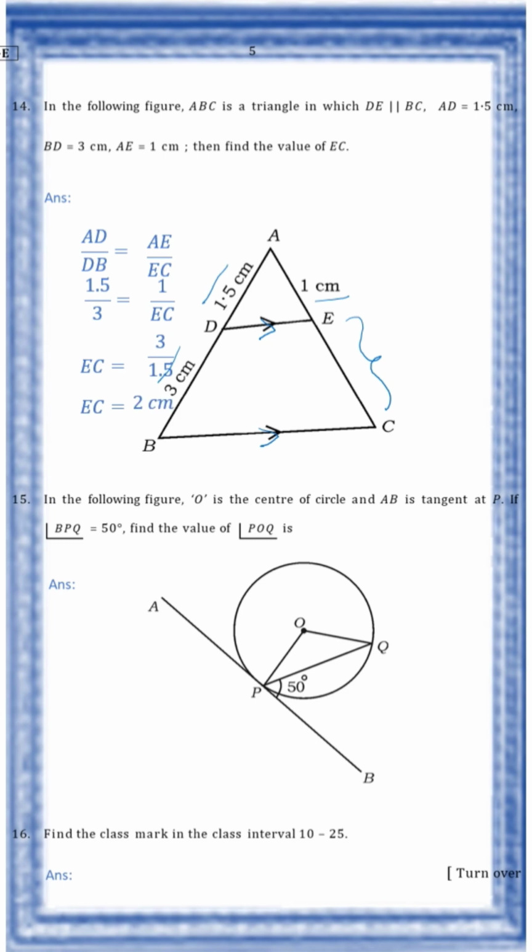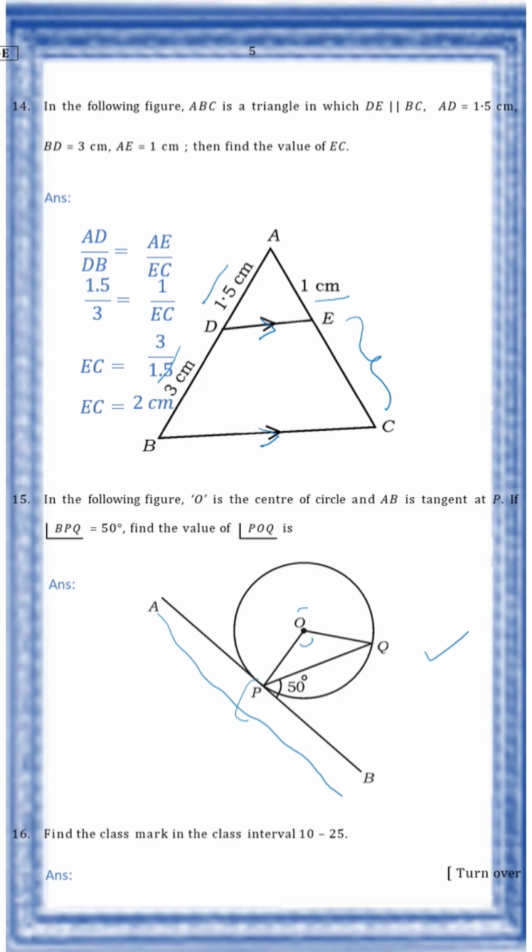The next question. In the following figure, this is the figure, observe. O is the center. Here is O. AB is a tangent at P. Here angle BPQ is 50 degree. Then find the angle POQ. This angle you have to find.